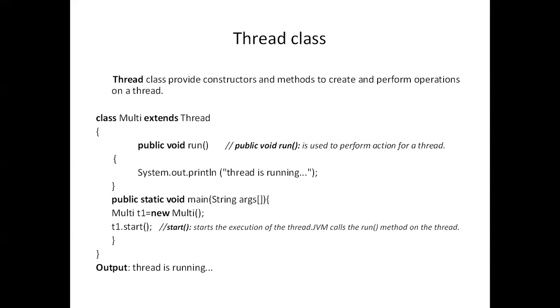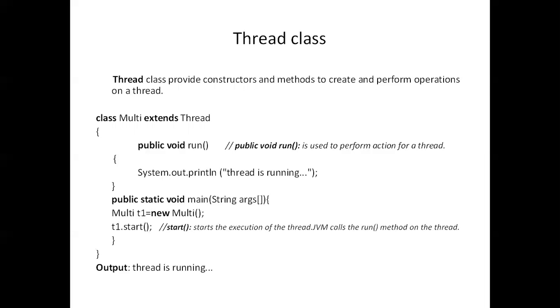There is a basic example of using the Thread class. class Multi extends Thread. The class name is Multi, which extends the Thread class. Within the class, there is public void run. The run method is used to perform an action for a thread. Within the run method, there is a message displayed: thread is running.